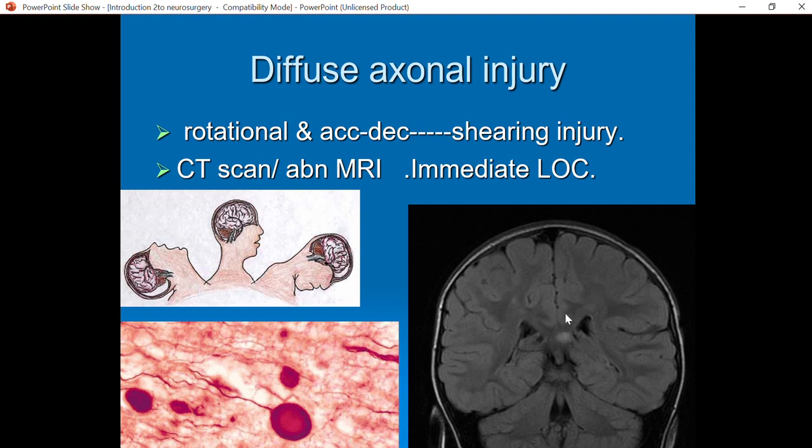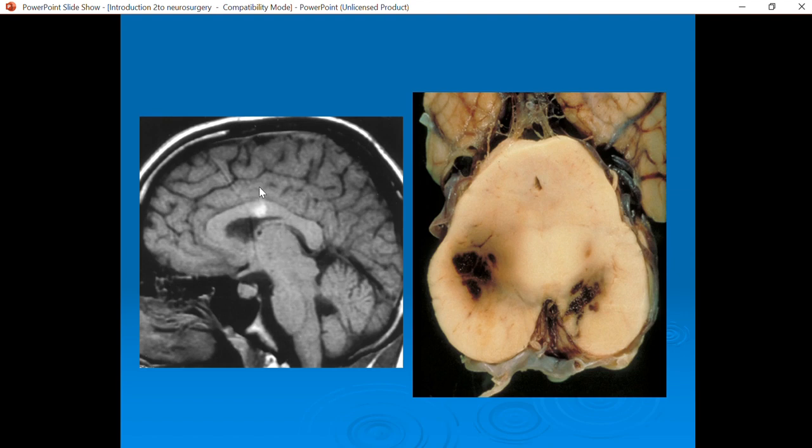This is MRI. This is not brain contusion. This is diffuse axonal injury in the corpus callosum. Again, this is MRI. This is the corpus callosum. This is not a contusion. This is diffuse axonal injury. Okay. And the other common site for diffuse axonal injury is the white matter of the brain stem. It looks like contusion, but it's not.